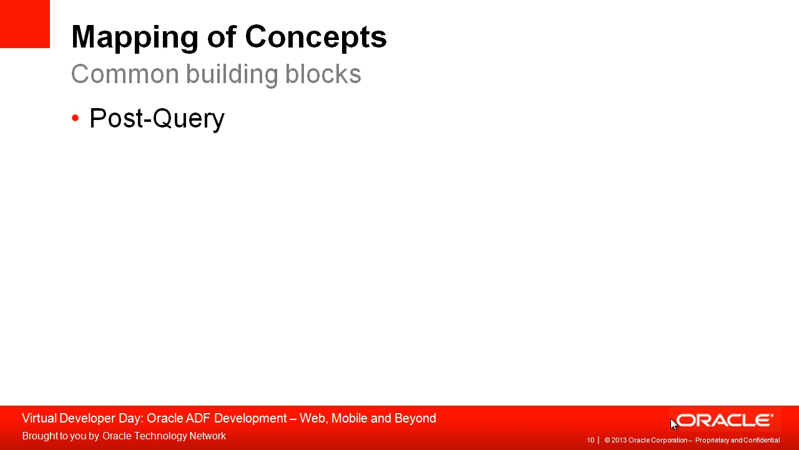Some other common building blocks, well, in Forms you had many triggers. A post query trigger, for example, would often be used to look up information. So for example, with department ID, you might look up the department name to show some meaningful information rather than just the ID. Well, we have that exact same requirement in ADF. It's using something called an entity object lookup, but again, exact same concept. And in fact, in ADF, this is a completely codeless solution, whereas in Forms, you'd probably have to write your own select statement.